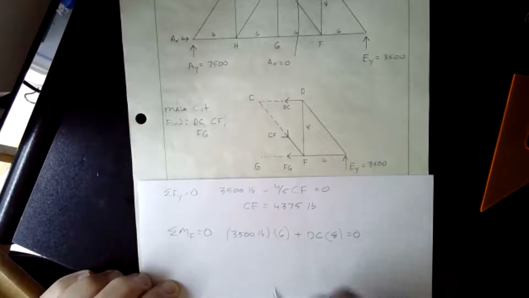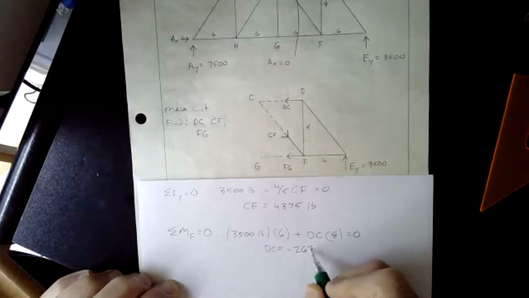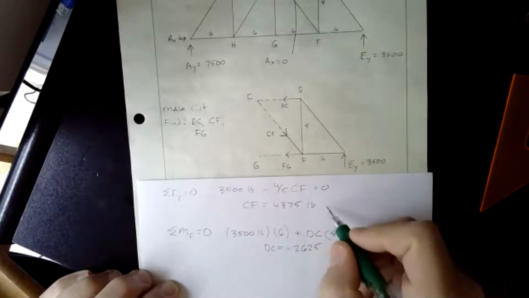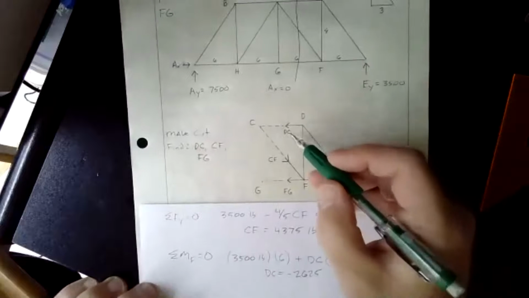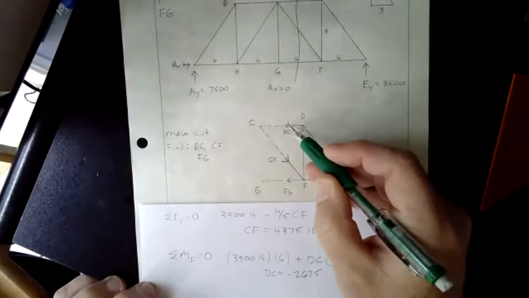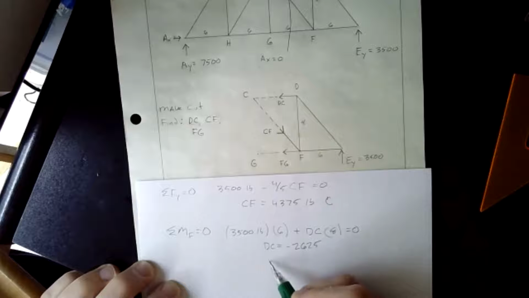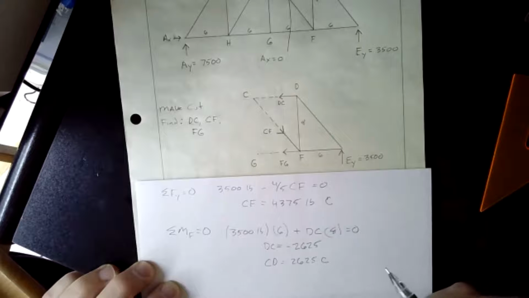So we end up with DC equals negative 2625. And so we know that, I should put that CF is in compression. And DC, since I got it negative and I assumed it was tension, that means I was wrong, it's in compression. So DC or CD, I should say, is 2625, and that's in compression.